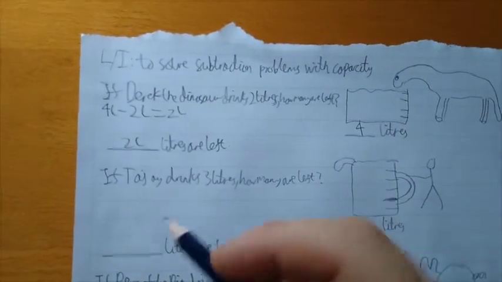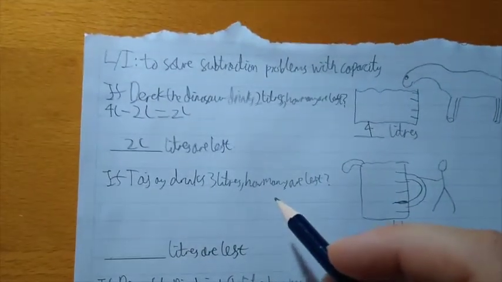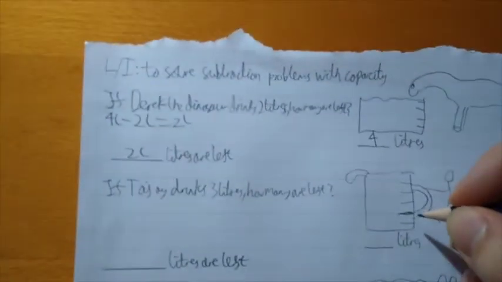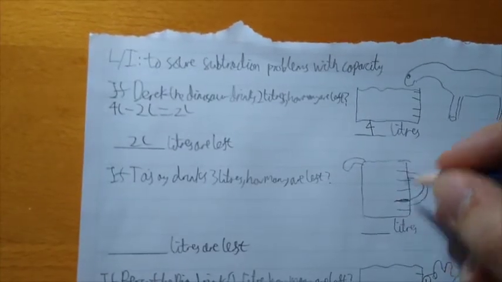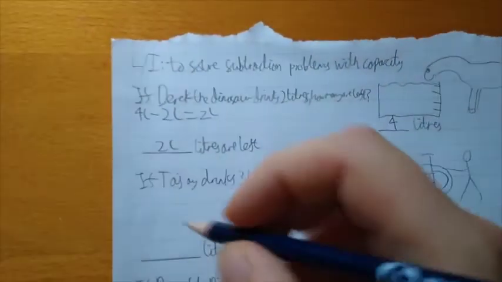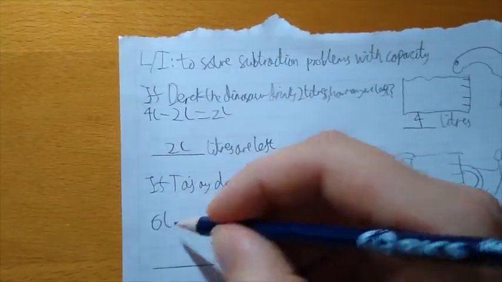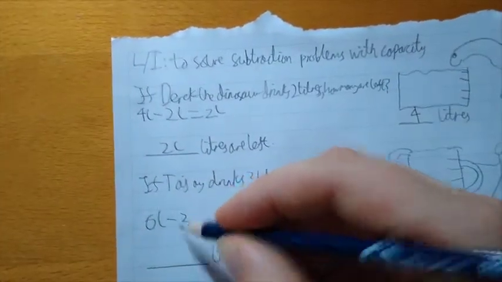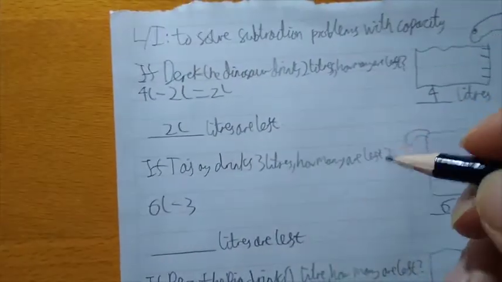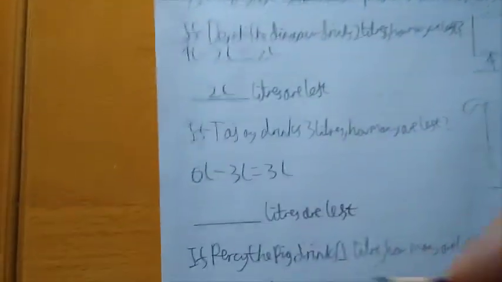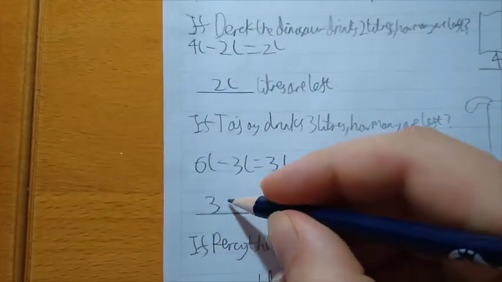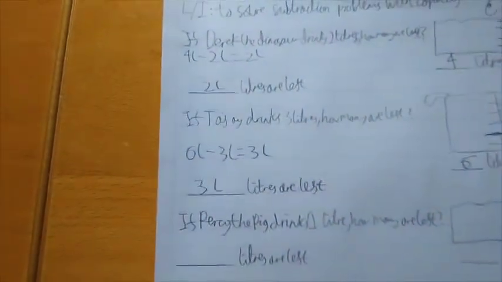So if Tajay drinks 3 litres, how many are left? Let's count the amount of litres in this jug to start with. 1, 2, 3, 4, 5, 6. So 6 litres. So our number sentence would go 6 litres minus 3 litres, which is how many litres Tajay drinks, equals 3 litres. So 3 litres are left.